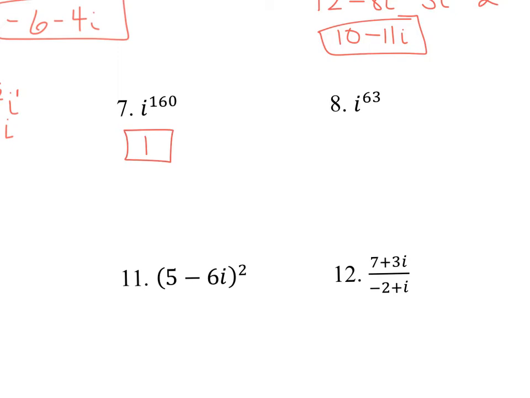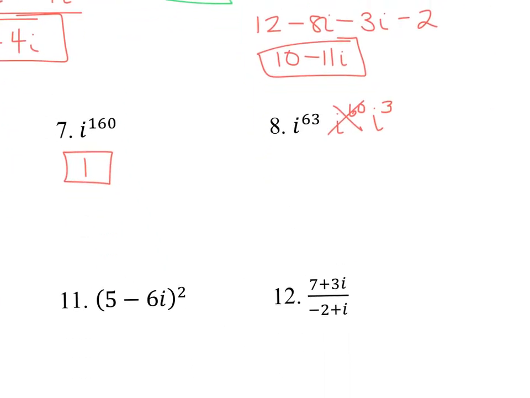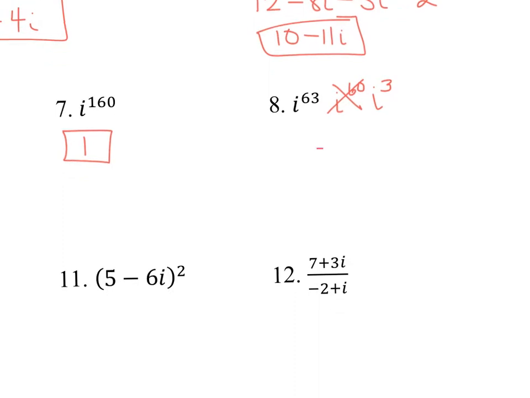If I go over to the next one, i to the 63rd power, well, i to the 60th is a multiple of 4, so my leftovers are 3. So i to the 60th makes 1, so I'm left with 1 times i cubed, which is just i cubed. And in the pattern that I wrote at the top of my paper, i cubed is negative i. And I'm done.